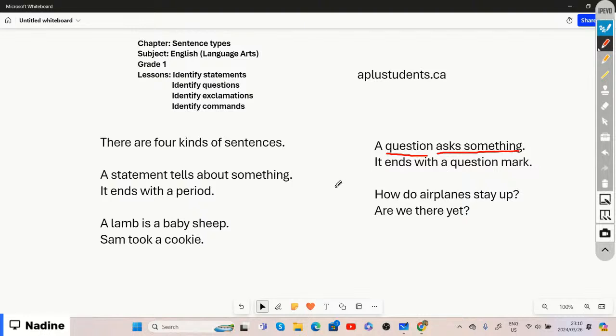So another type of sentence is a question. A question asks something, and it ends with a question mark, which looks like this. That's a question mark. Whichever sentence you make, if it's a question type of sentence, then it will end with a question mark, that sign over there.